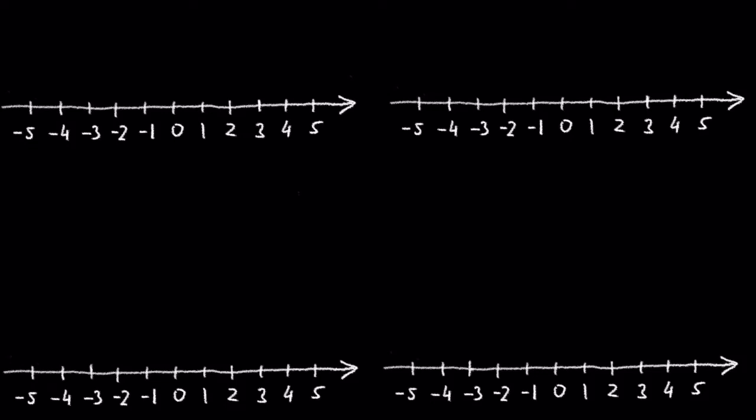Addition is the process of finding the total of two numbers. Let's focus first on adding integers, like 3 plus 2. By the way, the numbers are called addends, and the total is called the sum.